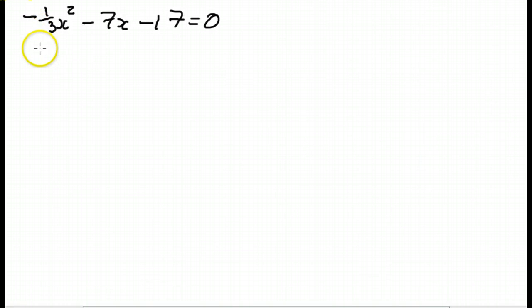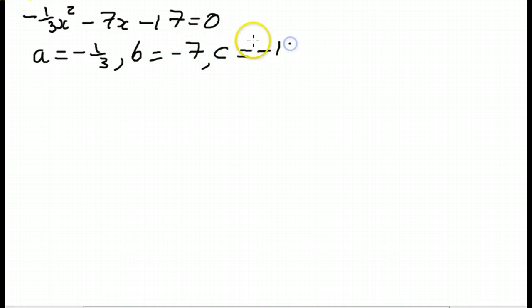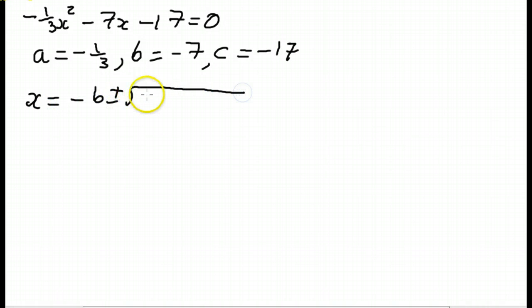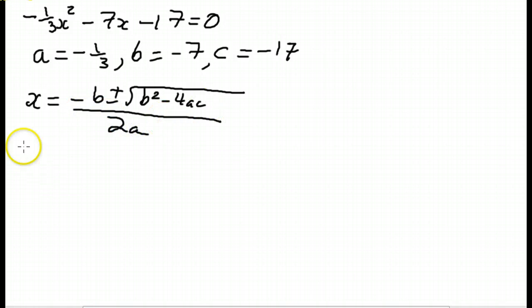Okay, here's the next one. A, in this case, is negative 1/3. B is negative 7. And C is negative 17. Formula: x equals negative b plus or minus the square root of b squared minus 4ac all over 2a. Okay, let's go. We're going to fill this in. We're going to work it out. There will be fractions. There'll be fun with fractions.